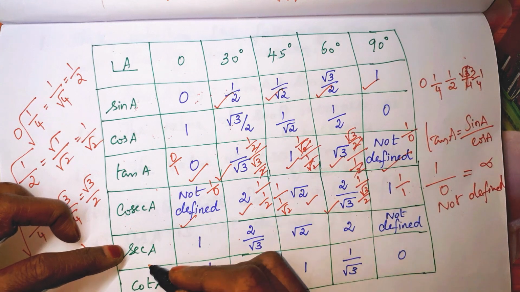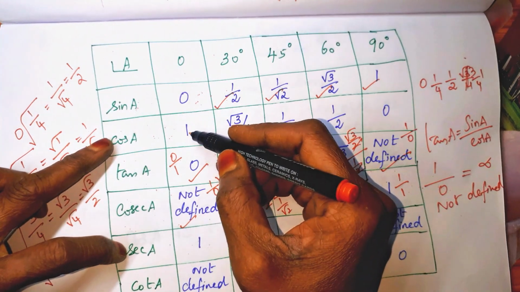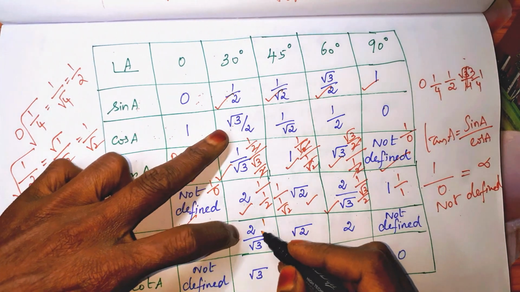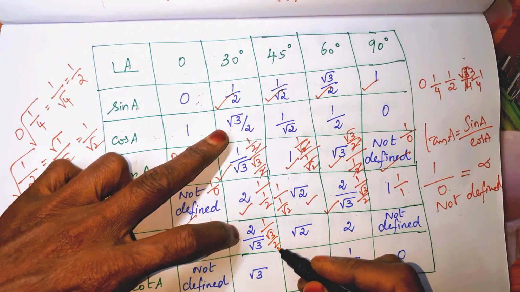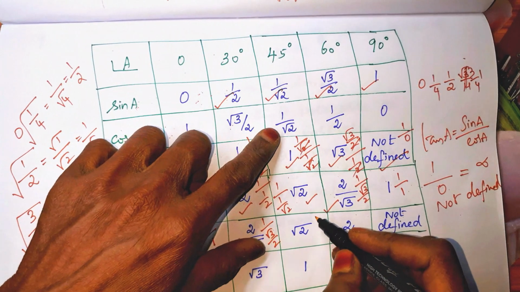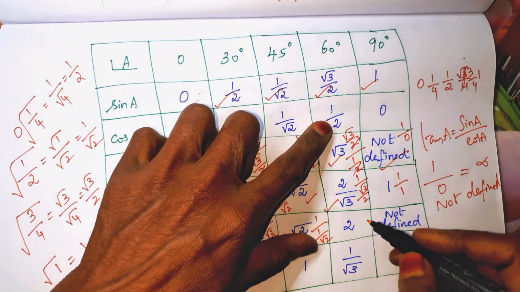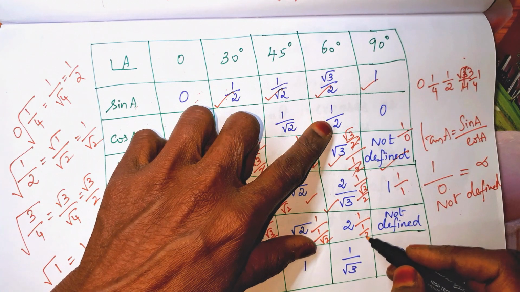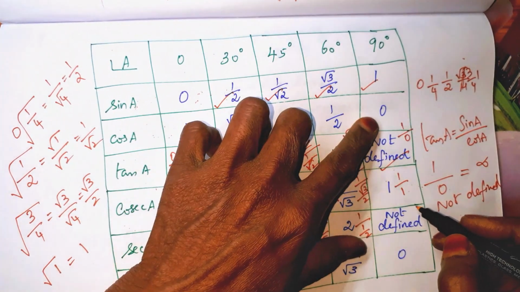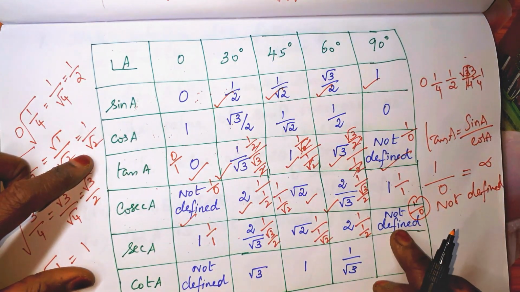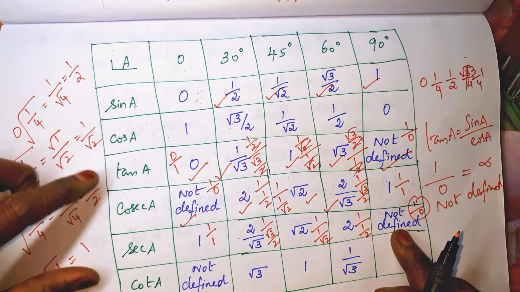Now secant A. Secant A means 1 by cos. So 1 by 1, that is 1. And this is 1 by root 3 by 2, so 2 by root 3. And this is 1 by 1 by root 2, so it is root 2. And this is 1 by 1 by 2, it is 2. And this is 1 by 0. 1 by 0 is infinity, that is the value not defined.